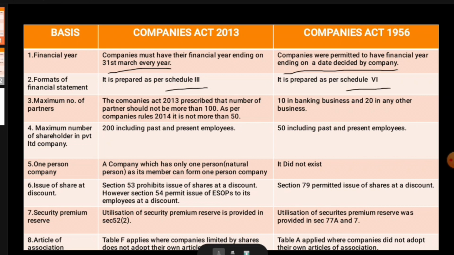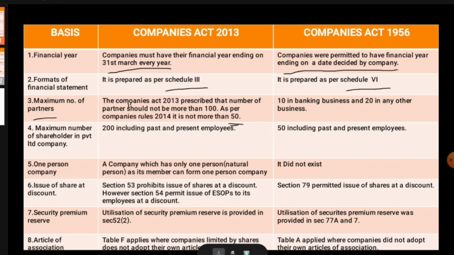Now our next point is the maximum number of partners. The Companies Act 2013 prescribed that the number of members should not be more than 100. And as per Companies Rules 2014, it should not be more than 50.